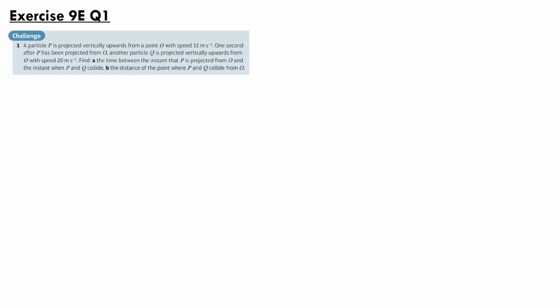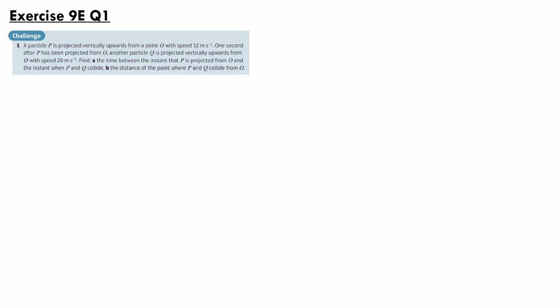Okay, our next question is from exercise 9E, question 1. Particle P is projected vertically upwards from point O with speed 12 meters per second. 1 second after P has been projected from O, another particle Q is projected vertically upwards from O with speed 20 meters per second. And we're asked to find, for part A, the time between the instant that P is projected from O and the instant when P and Q collide, and for part B, the distance of the point where P and Q collide from O.